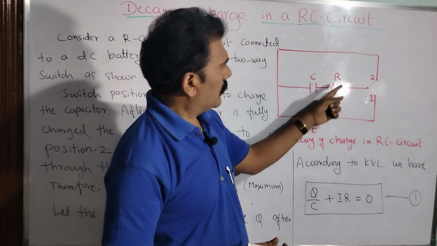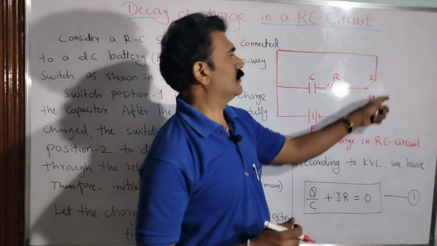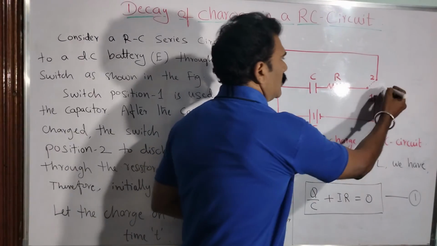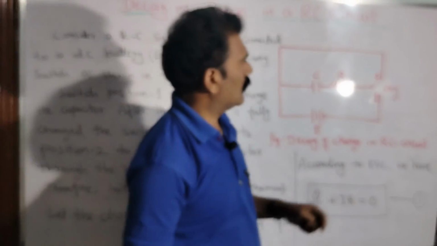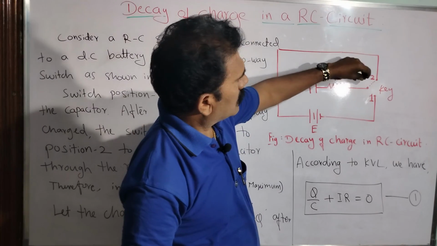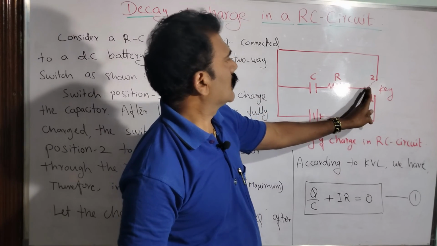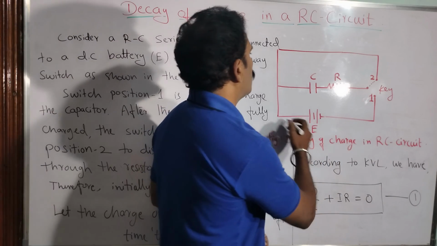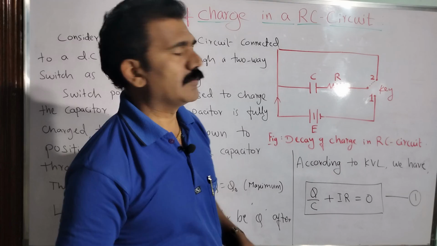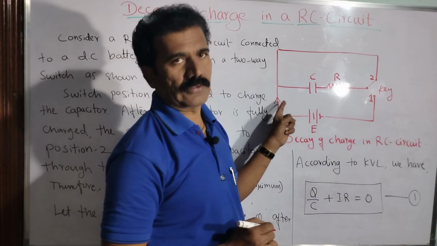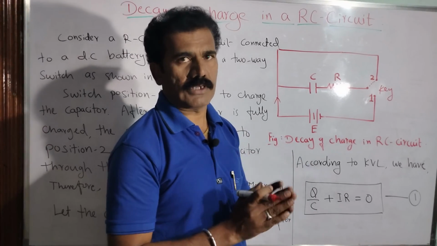In order to charge and discharge the capacitor, we have a two-way switch, or two-way key, connected in the circuit. Whenever the switch is connected to position 1, there is a flow of current in the combination of R and C. That means a charging current passes through the primary part of the circuit. Initially, the capacitor has zero charge in it.